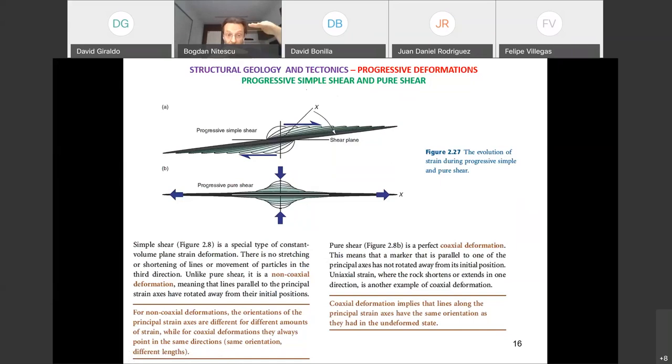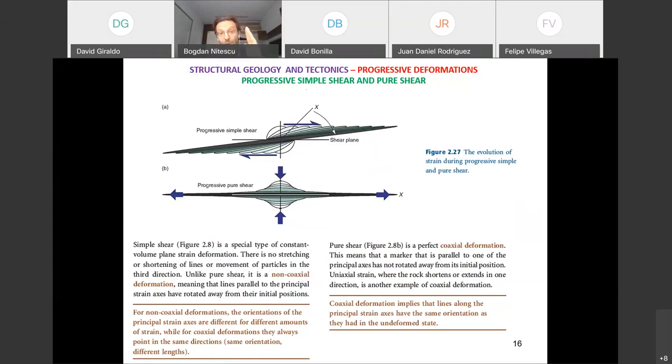But progressively, what you did, you deformed this sphere, initially to this ellipsoid and then this ellipsoid and this ellipsoid and so on. So this is a progressive simple shear. And as you can see, the axes of these ellipsoids, or ellipses in this case, because we look at the 2D image, are not the same. They get rotated. So this is what non-coaxial deformation means, yeah?